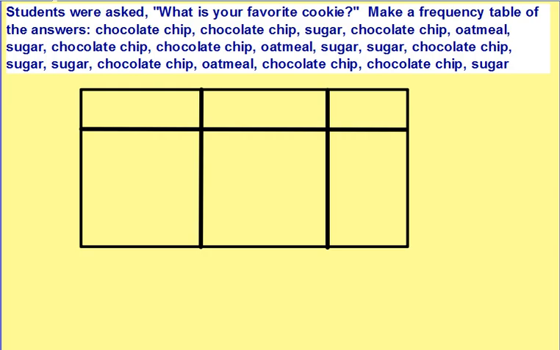So, students were asked, what is your favorite cookie? Make a frequency table of the answers. So we look at all of our answers, chocolate chip, sugar, oatmeal, look to be the choices. So we would title this probably cookie or favorite cookie. You know, this one won't change. Tally, that's where we're going to put our tallies. And then the word frequency. So we call it a frequency table or a tally table.